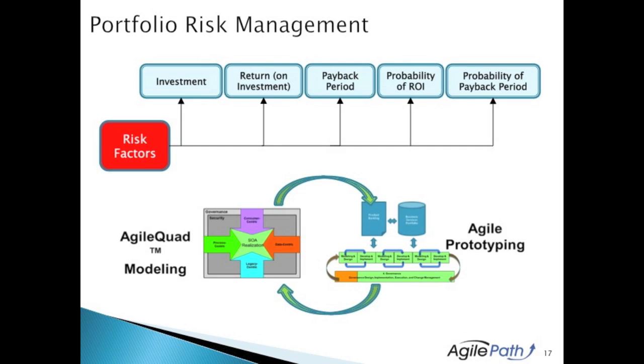Portfolio risk management. When you're looking at risk, again, you need to look at these different categories we put in here. You need to look at the investment, return on investment, your payback period, the probability of ROI. So this is, I think, again, one of those things that becomes interesting when you're looking at the probability of ROI. I mentioned earlier, you may have an application that the analysis says that the ROI is just not there from a business perspective, but from a technical perspective, it's just too risky not to do something. So you have to have that balance.